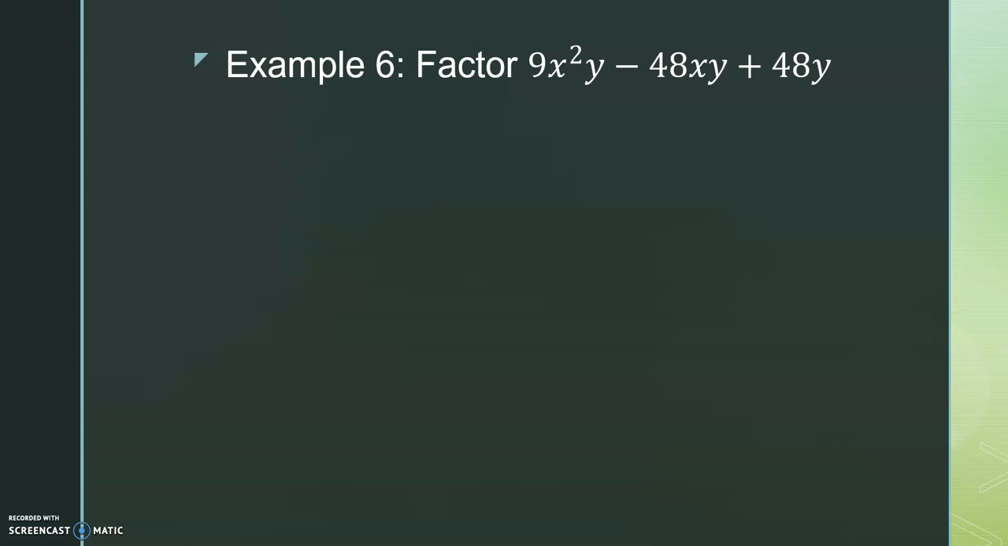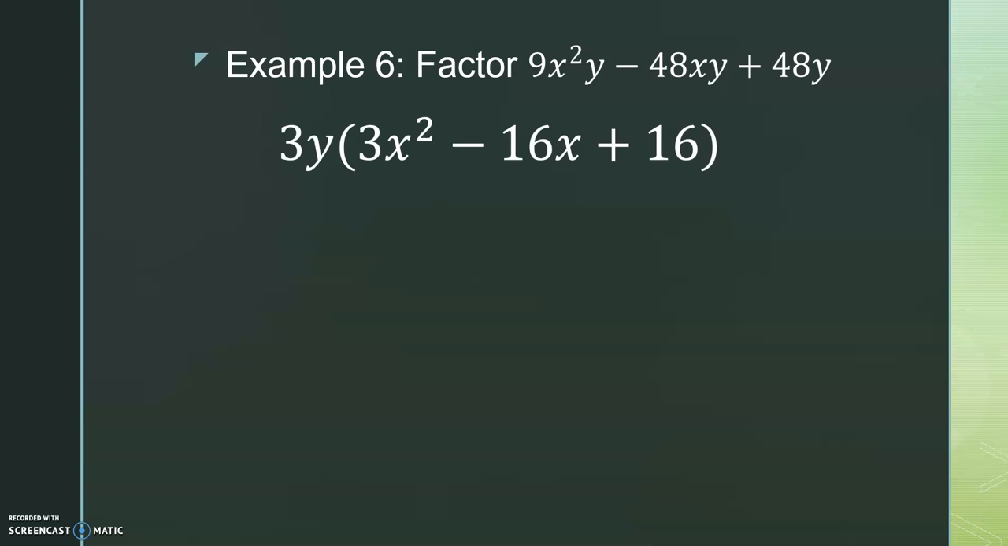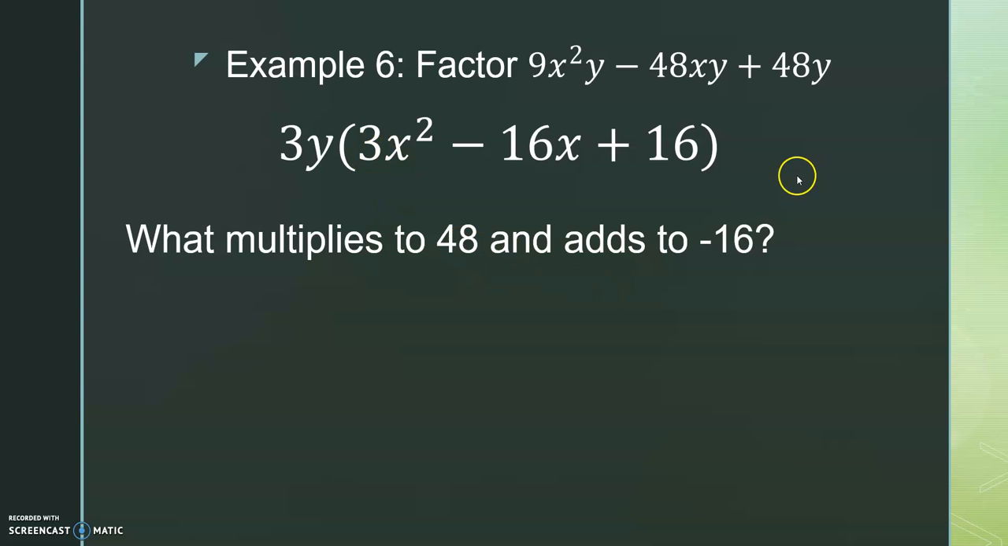Example 6, factor 9x squared y minus 48xy plus 48y. First, factor out the greatest common factor, which is 3y. It's 3x squared minus 16x plus 16. Our leading coefficient of our x squared is not a 1. So remember, what multiplies to 48, 3 times 16, and adds to negative 16. Multiplies to 48 and adds to negative 16 is negative 12x and negative 4x.